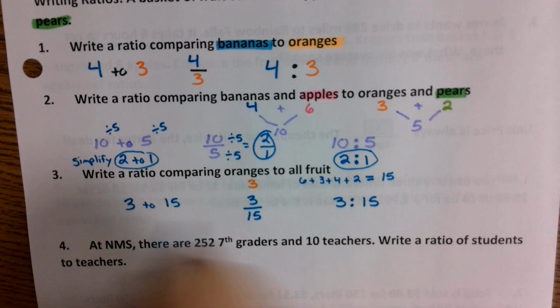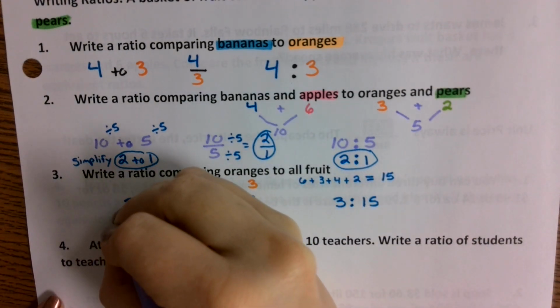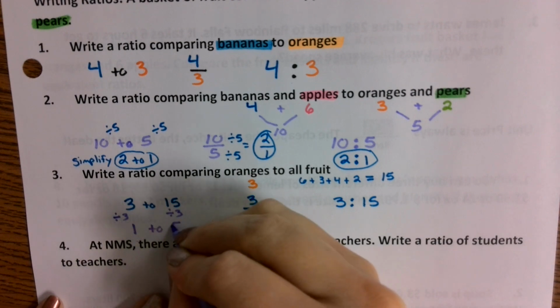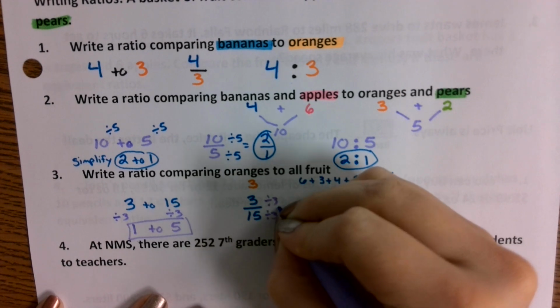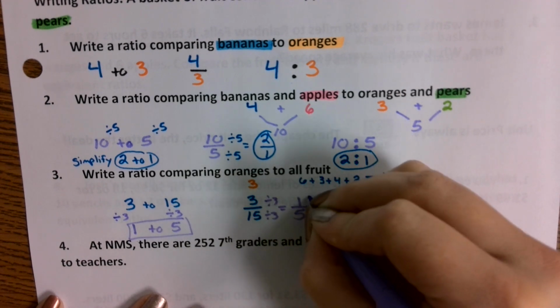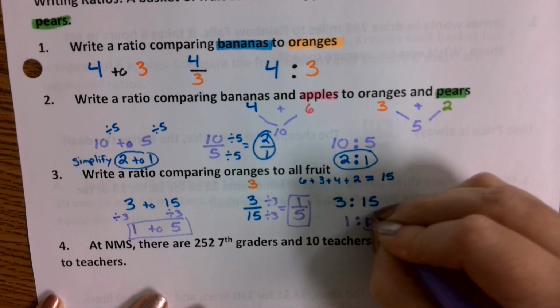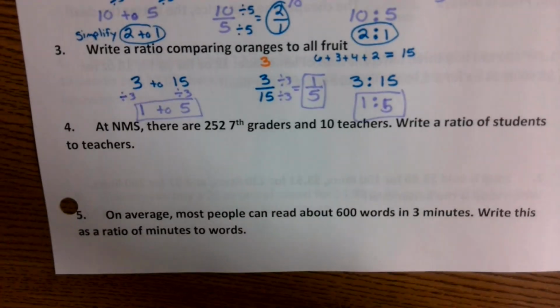Can I simplify this? Can they be simplified? What are they both divisible by? 3. They're both divisible by 3. If I divide them both by 3, it becomes a 1 to 5. Again, if you divide them both by 3, it becomes 1 to 5, or 1 over 5, or 1 colon 5. Okay? I want you to do number 4 and number 5 on your own.